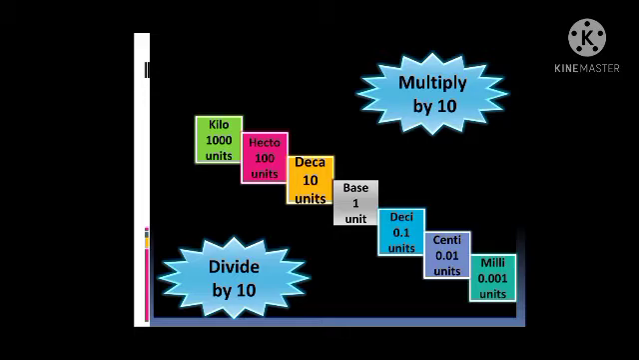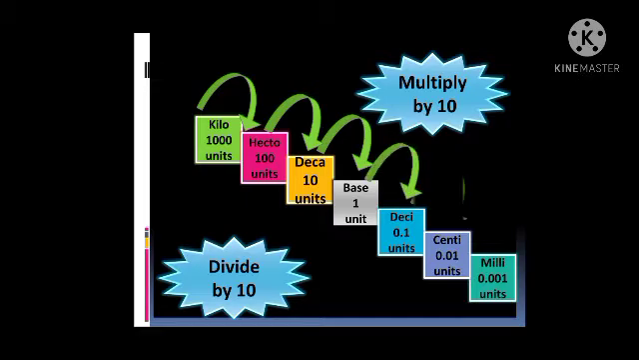When we move from higher unit to lower unit, we have to multiply the given measure by the powers of 10. For example, if we have to convert kilometer into hectometer, means we have to multiply by the powers of 10. And it is similar for hecto to deca, deca to base unit, base to deci, deci to centi and centi to milli.